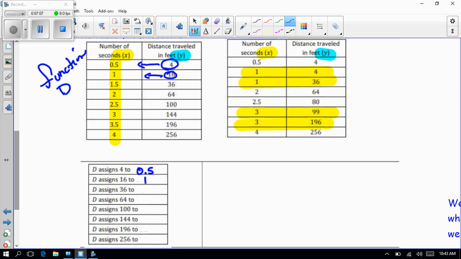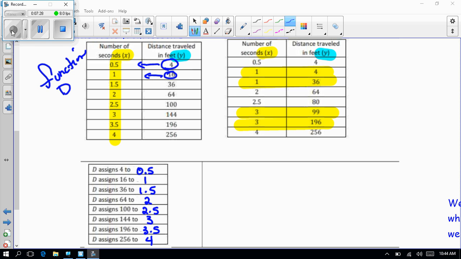You're just reading the table, and you're reading the table kind of backward. So go ahead and fill out the rest of them. You can pause the video for a moment and fill out the rest of them. 36 is assigned to, and continue on that way. Okay, so there are the answers.